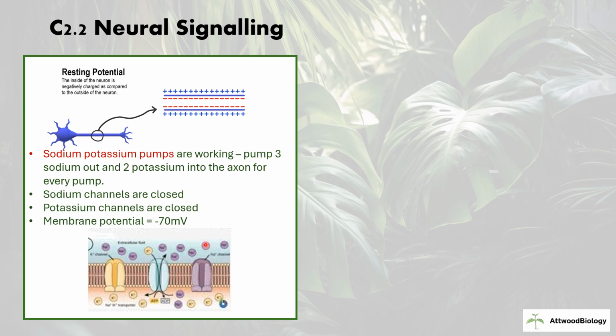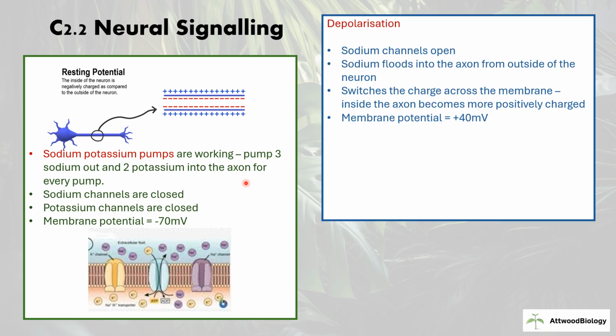Sodium and potassium channels at this point are closed. Now you will sometimes read that they are kind of ever so slightly open and there may be some leakage of ions, which is true, but they are mostly closed. There's very little movement of sodium and potassium ions through those channels, and the membrane potential at this stage is minus 70 millivolts. Now this information is in a green box. This information here is in a blue box because this is HL information.